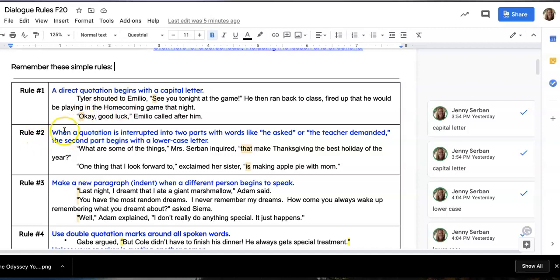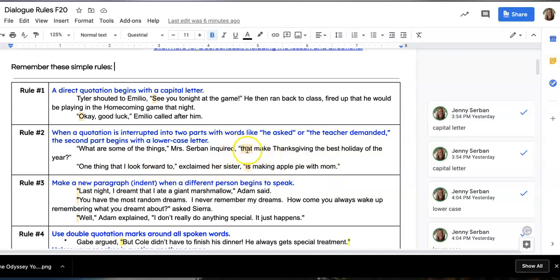Rule number 2. When a quotation is interrupted into 2 parts with words like "he asked" or "the teacher demanded," which is what we call a dialogue tag, the second part begins with a lowercase letter. What that means is if you were to take this dialogue tag out, it would be a complete sentence. Therefore, you would not want to capitalize the word that belongs in the second half of the sentence. So it reads, "What are some of the things," Mrs. Serban inquired, "that make Thanksgiving the best holiday of the year?" "One thing that I look forward to," exclaimed her sister, "is making apple pie with Mom."